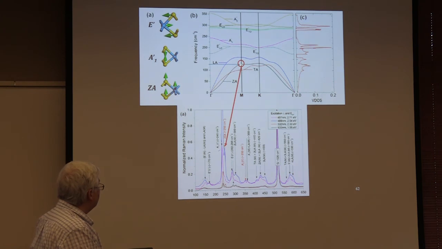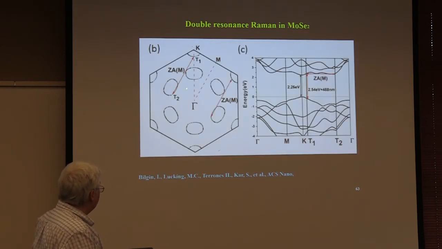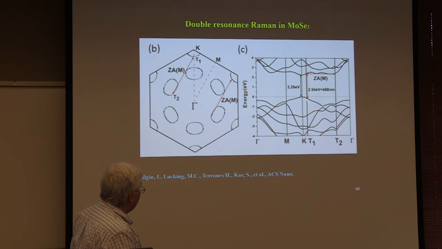This is the ZA phonon, which was calculated with Quantum ESPRESSO. This is the diagram. You excite, in this case, 2.4 eV for an 488 nanometer laser. You get to this point, and then there is a ZA phonon that scatters your electron to this point, and then scatters back, and then you can recombine here.